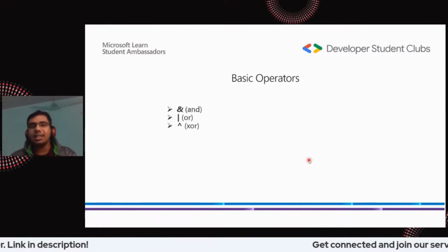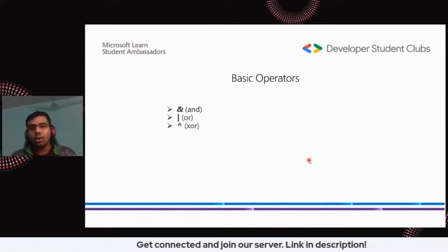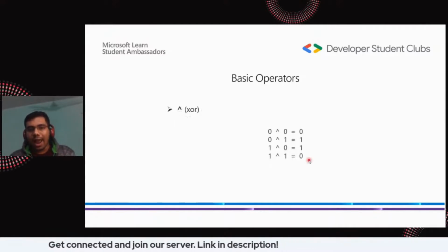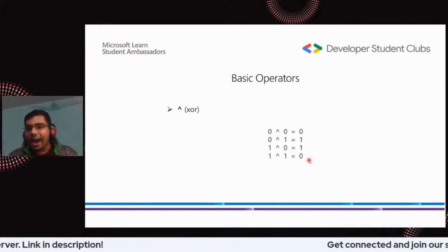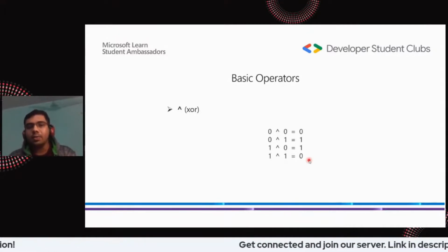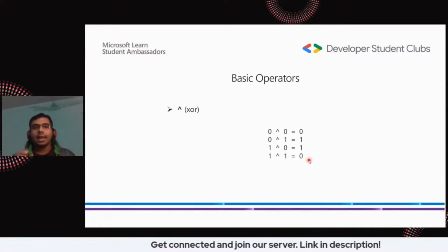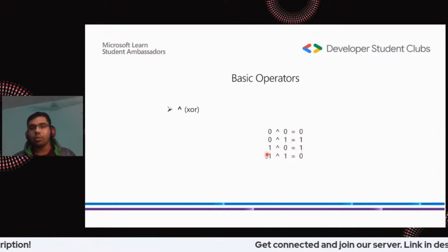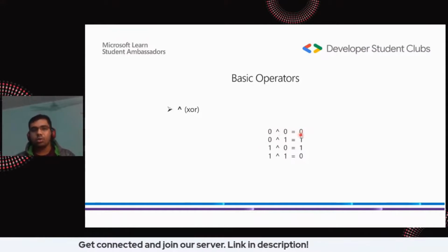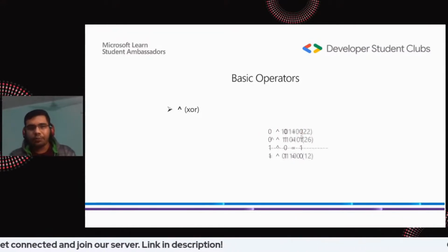Next, the third one in the list of basic operators is XOR. What XOR does for us is it gives us a 1, or a set bit, when exactly one of the bits is 1. You can see here exactly this bit is 1, so this gives you 1, and when exactly one bit is 1, it gives you 1. When both the bits are 1 or both the bits are 0, it gives you a 0. So that's the basic operation of XOR.